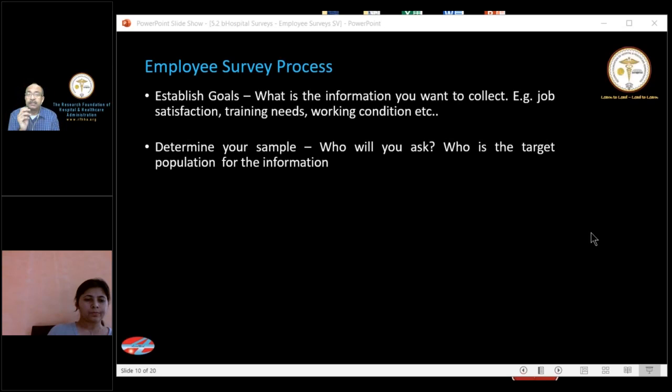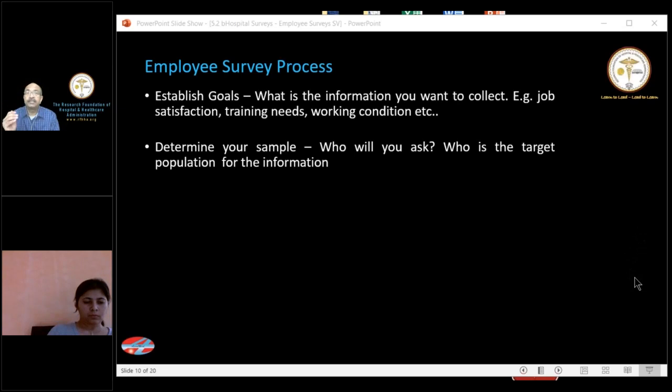Then determine your sample. Like all these surveys, all the audits that we do, all the assessments and measurements that we do in the hospitals, we need to figure out whether the answers to our surveys will be such that we can generalize them over all the employees. Under ideal circumstances, it will be better that all the employees are asked the questions and all the responses are taken together. So when this is analyzed, whatever inferences are drawn will be applicable to the entire organization.